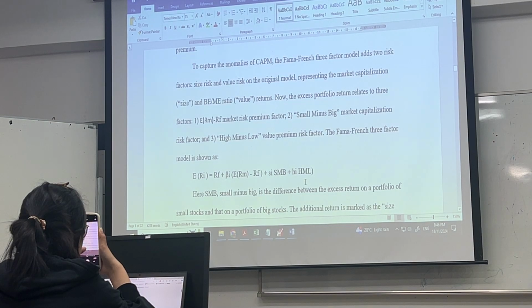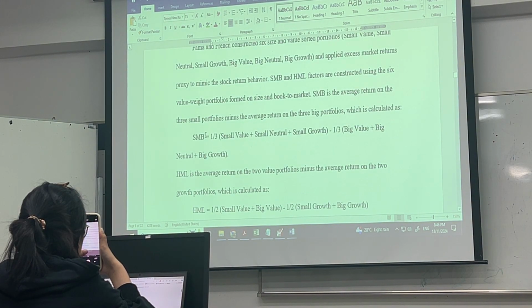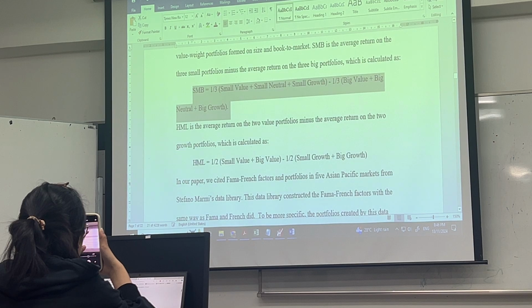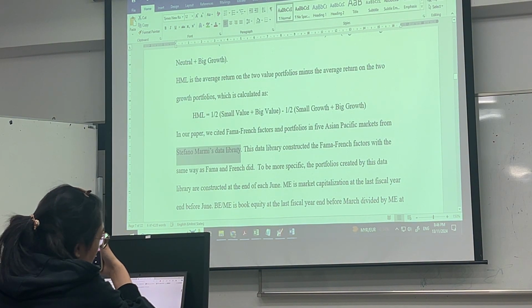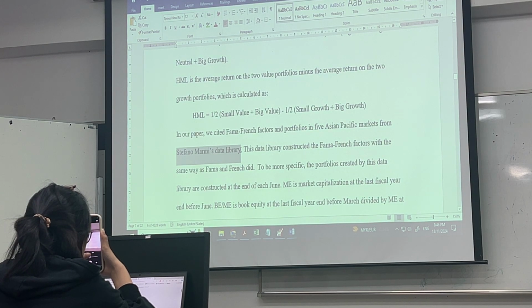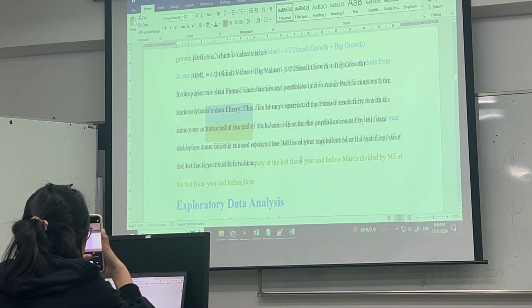Three factors models with the respective slope coefficients. And this is something like what you discussed in the CAPM, like what we said in the Fama French, right? And how they construct the SMB and also HML. So they use the Fama portfolio in the 5 Asian Pacific countries. The data is obtained from this data library. So actually they construct the data similar to the Fama French data. So this is how they come up with the research paper, right?